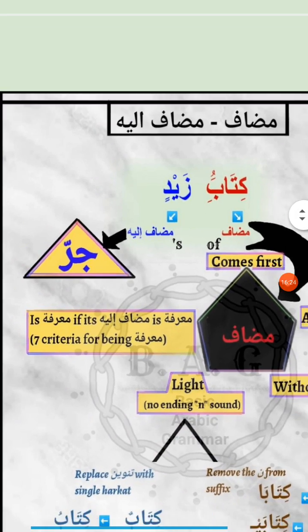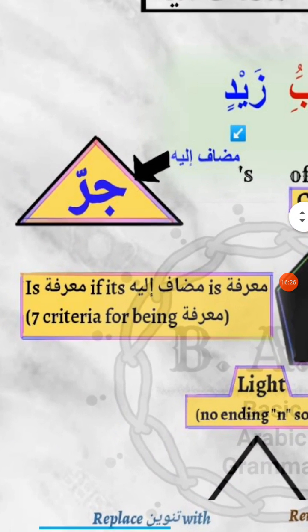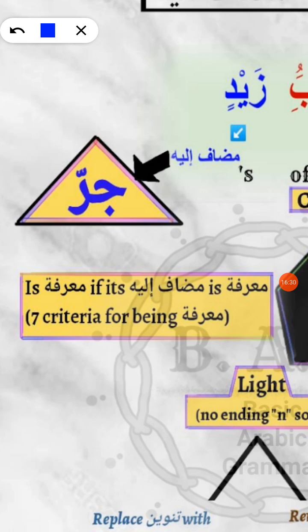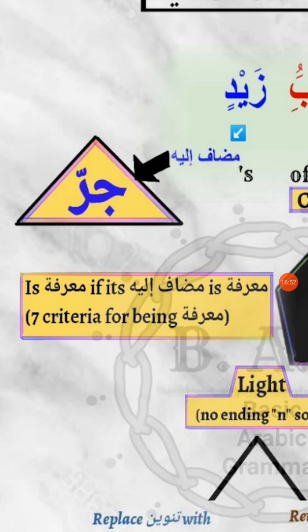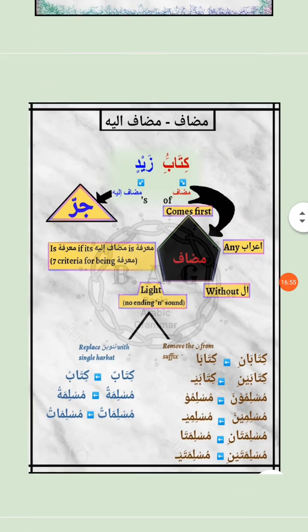Inshallah. And the final point is something that we have already studied numerous times, and it says that the musaf is going to be considered marfu' if its musaf ilayh is marfu'. This is one of those 7 criteria for an ism to be marfu' that we have studied numerous times. So a musaf is going to be considered marfu' if the musaf ilayh is also marfu' due to any reason, and there were 7 reasons for that. I hope you remember them.